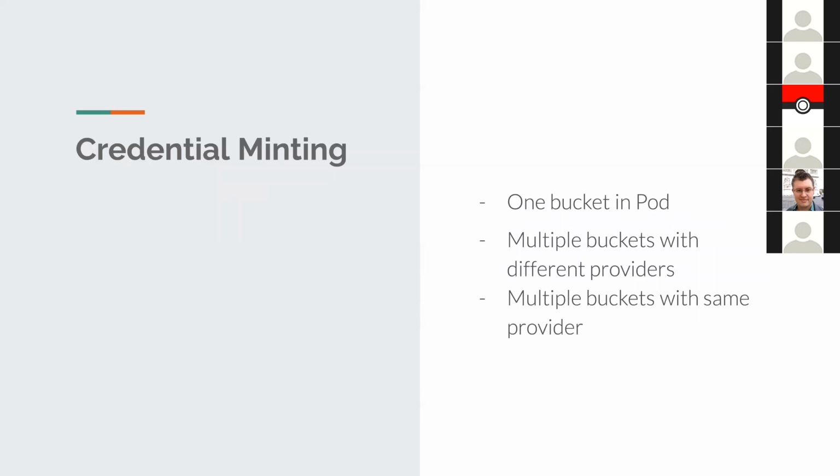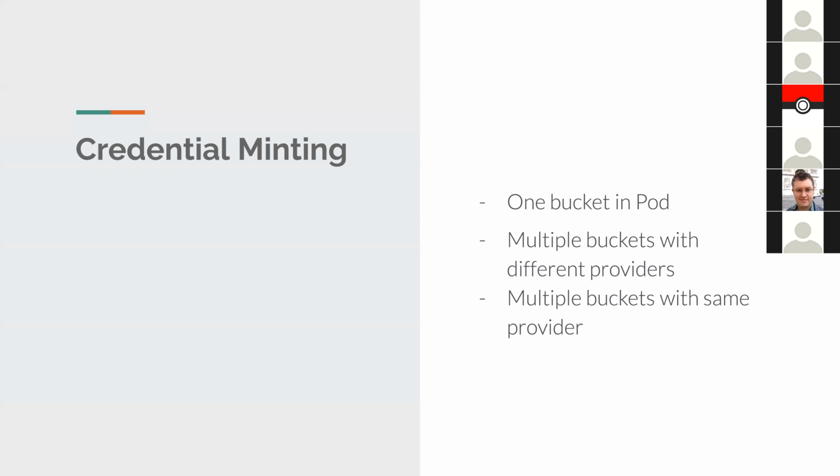So let's go into credential minting. When we provision access for a bucket, we do it in two ways. We either mint credentials, which are access key and secret key or some sort of token, and the second way is we provision access for a service account that the workload is associated with. In this case, I'm only talking about the minting credentials part, where we create access key and secret key or a token so that the workload can authenticate itself to the backend. There are a few scenarios here.